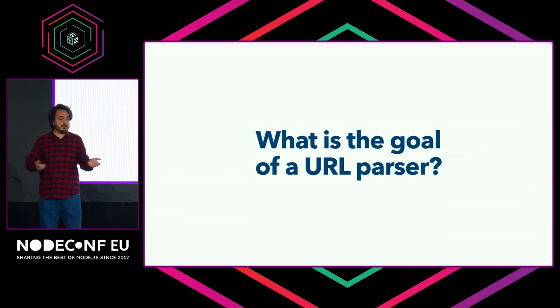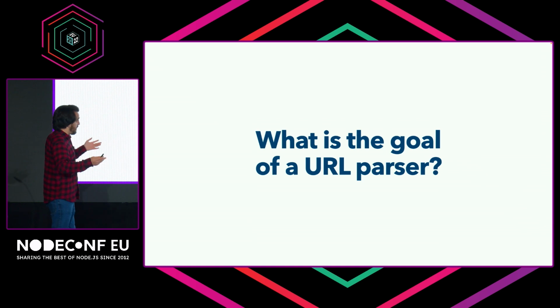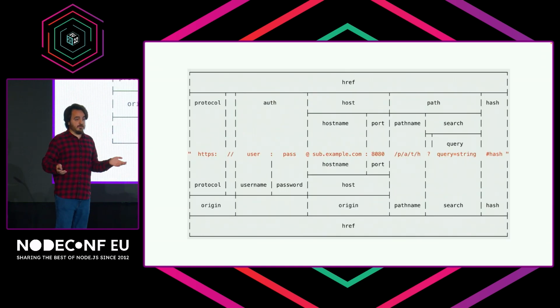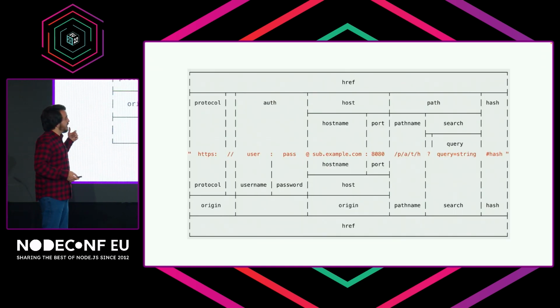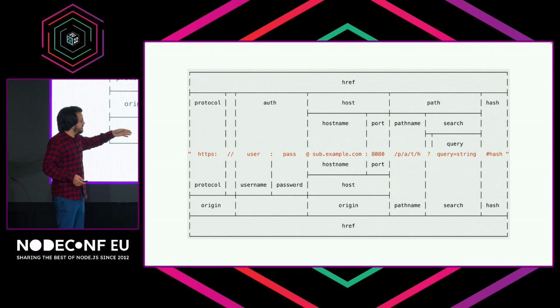So what is the goal of a URL parser? We all know what URL is, what parser is, but let's talk about URLs. So this is one of the structures of a URL. As you know, there are protocols, usernames, passwords, hosts, pathname, and search and hash. So the URL parser's goal is to get this really long or really short string and parse which part belongs to which part.